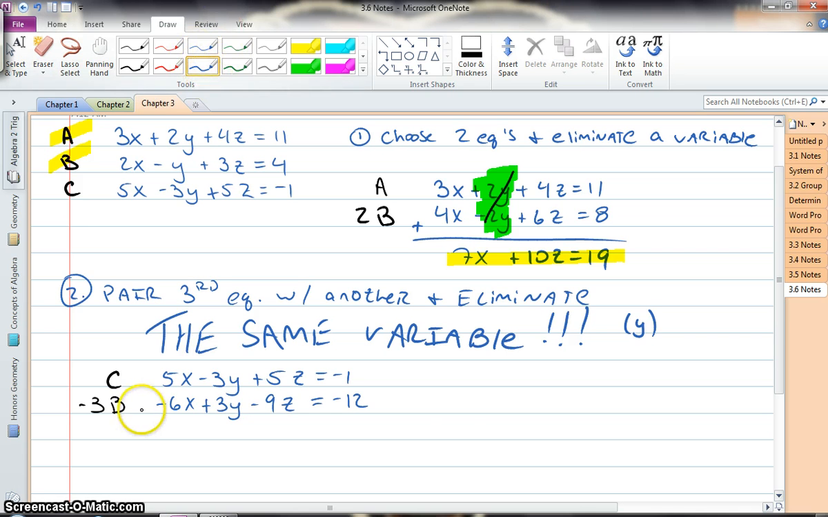Now apply your elimination here. 5x plus negative 6x is negative x. My y's eliminate. 5z plus negative 9z is negative 4z equals negative 13. That's my second equation. So now what we've done is we've created two equations with only x's and z's. We've eliminated the y's. So now step 3 is we're going to use our two resulting equations from step 1 and step 2, and we're going to solve another system.